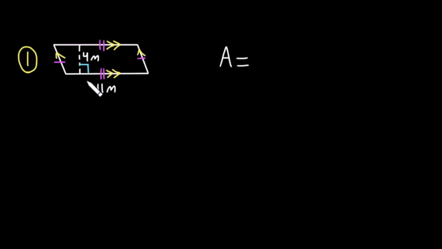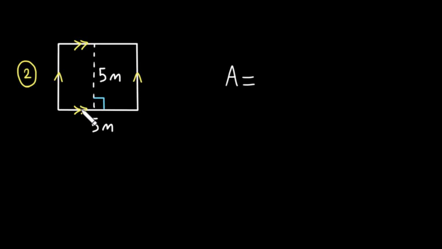The first example: we have the base 11 meters and height 4 meters. We want to find the area of this parallelogram. As you can see, this side is parallel to this side, and this side is parallel to this side. So this is a parallelogram. The second example: we have a parallelogram with the base 5 meters and height 5 meters. We want to find the area.